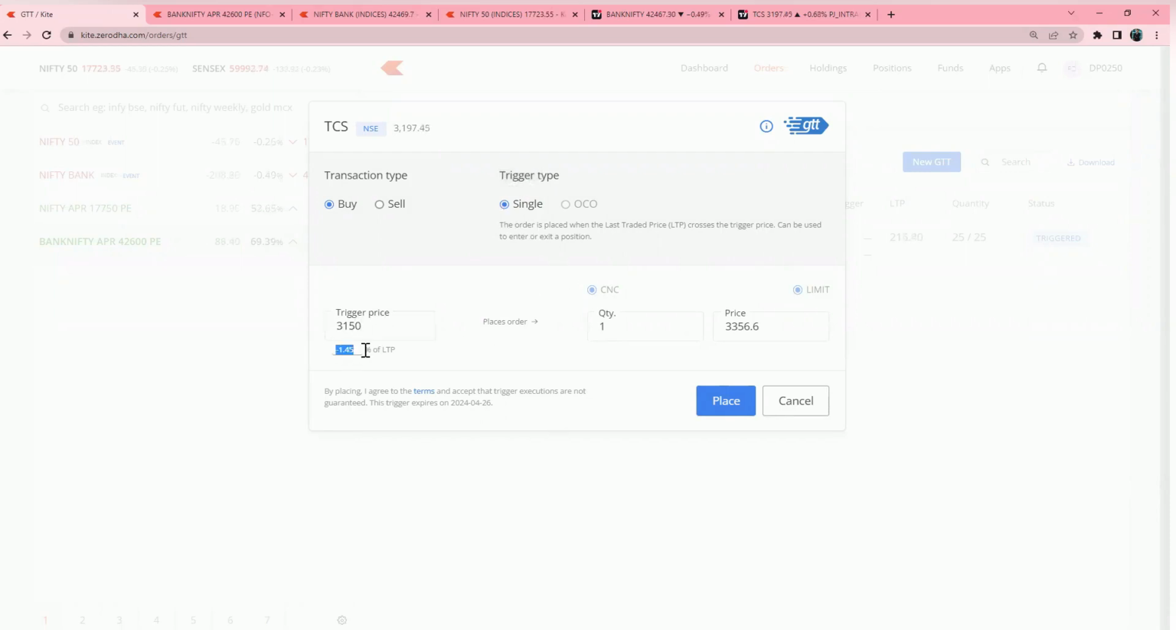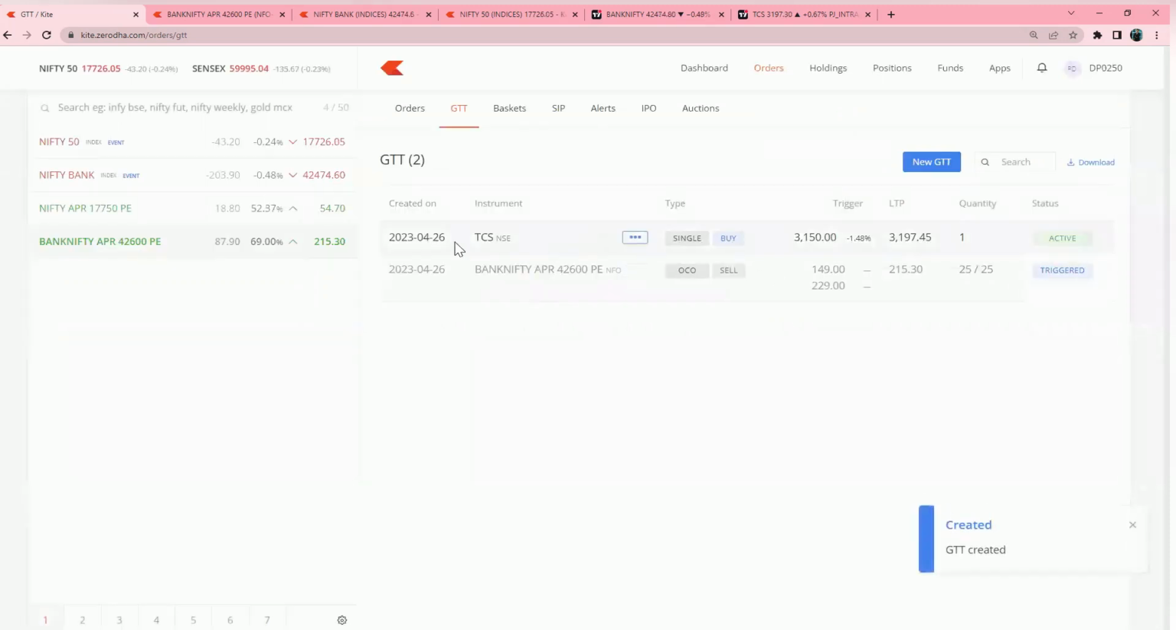So I choose 3,150 here, a single order, 3,150 and one quantity, and I am placing my order, which is 1.45% down from the current price. I'm placing my order right now. See here, I already placed the order now, and this order for one quantity, 3,150 is the price, and this order will be active till the next 1 year.